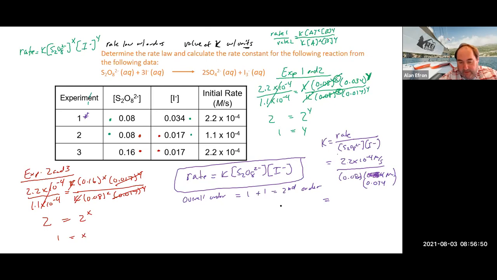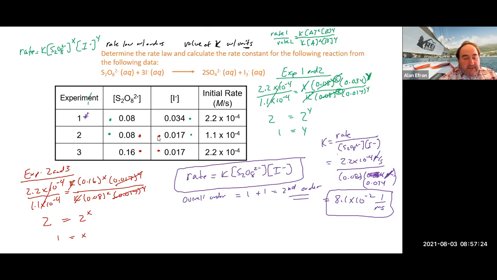That gives us a rate constant of 8.1 times 10 to the minus 2. Unit-wise, molarity on top and molarity squared on the bottom leaves 1 over molar seconds, which as we've previously seen are the proper units for a second order reaction. Any questions on any of those? Okay. So you can see this is typical information and how we solve it.